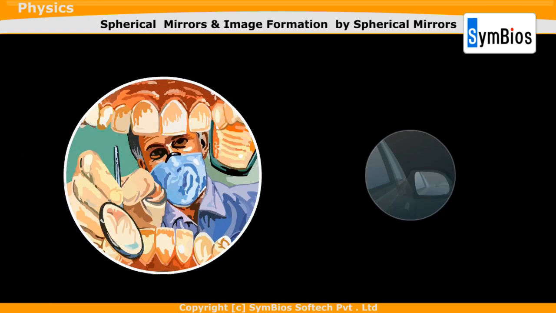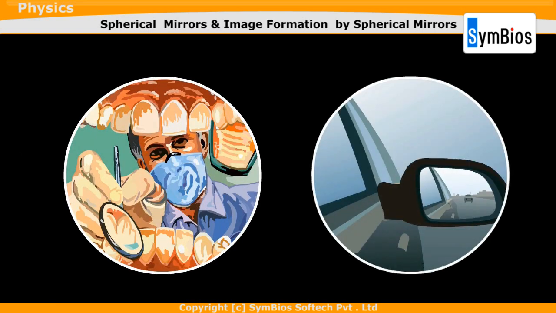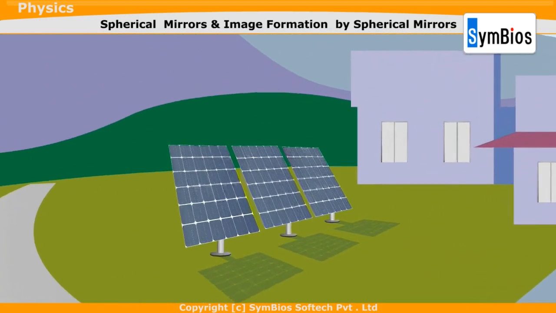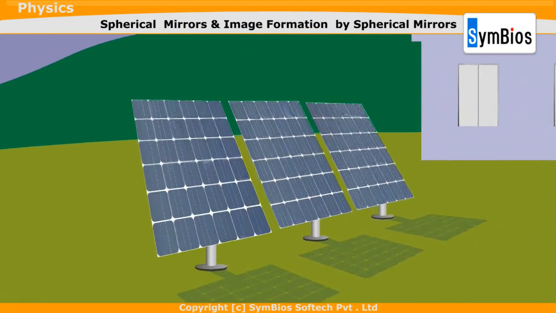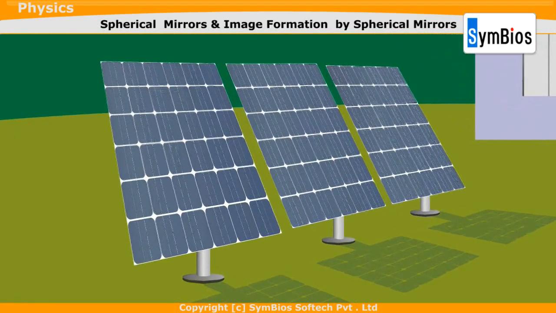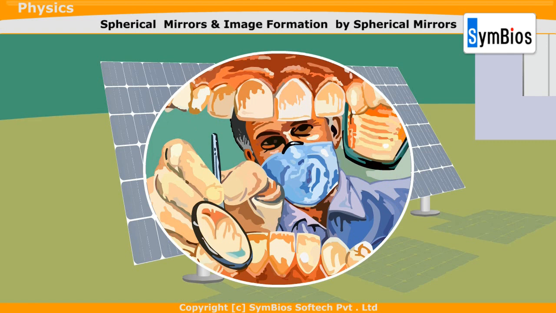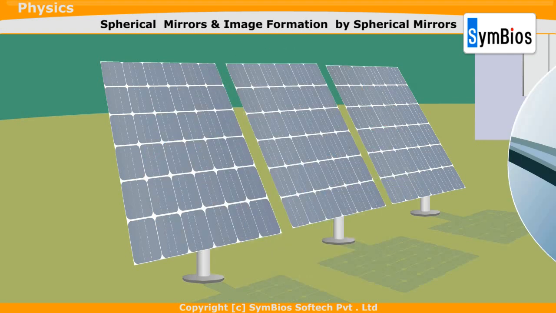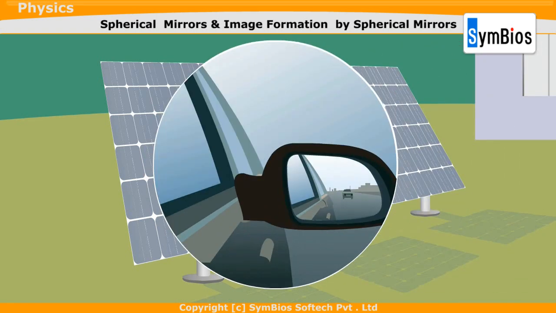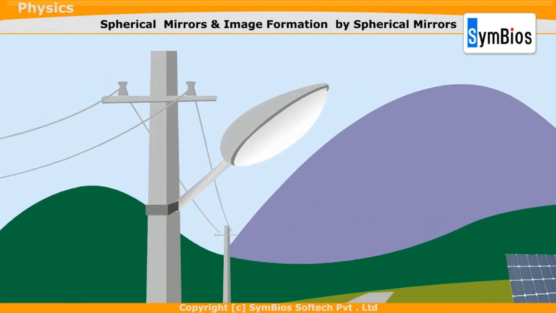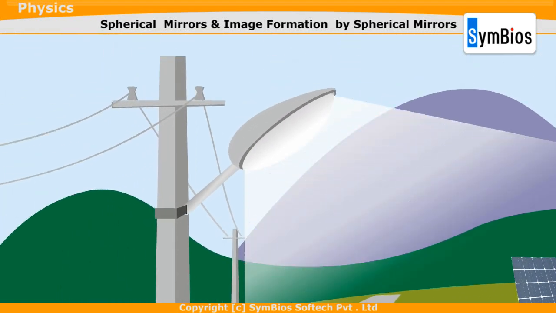Because of this phenomenon, these mirrors are used for many real-life applications. Concave mirrors are used in solar furnaces to concentrate light on a point. They're also used by dentists to see the enlarged images of teeth. Convex mirrors are used in rear-view mirrors of vehicles. They are also used as reflectors in street lamps so as to diverge light over a large area.